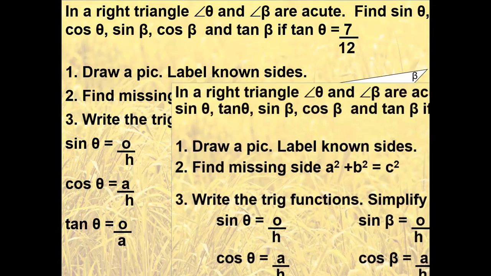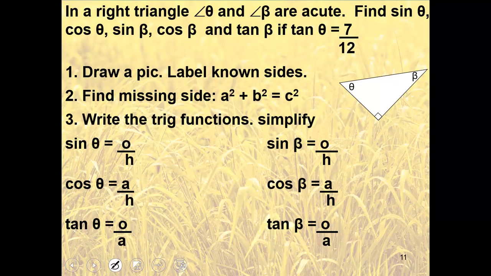Let's try another one. You're going to find the trig functions requested, given that the tangent of theta is 7 over 12. Remember what that ratio is. Tangent, TOA, is the side opposite over the side adjacent. So here's theta. The side opposite is 7, and the side adjacent is 12. I know it looks like this side could be longer, but don't worry about that. Just label it as it is. And then we have to figure out what h is.